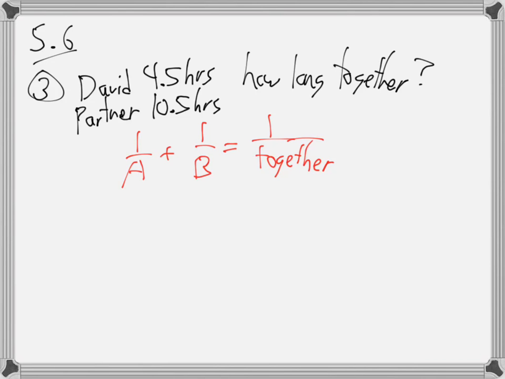So crank through that as a way of review. It was all part of my master plan. All right, 1 over 4.5 plus 1 over 10.5. And the together is x. So I don't know what the together is. That's x. We're looking for that. Now, so there's our equation. We good to there?